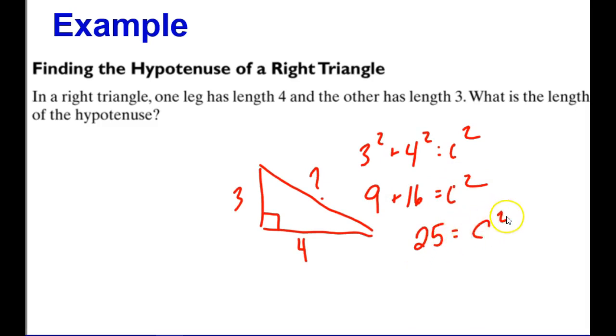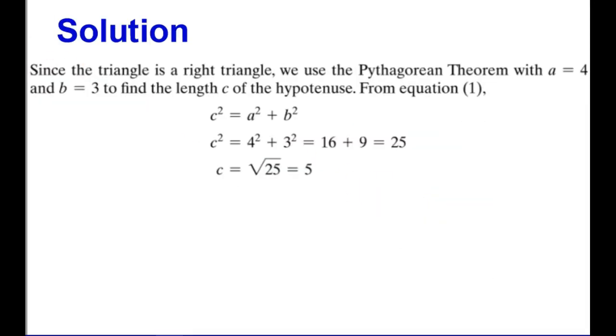To undo this exponent, I always take the square root. And when I take the square root of something, it's plus or minus. But in this case, just like we talked about the domain in the last section, I don't care about the negative one, because I can never have a negative side length of a triangle. So I know that side length is going to be a positive 5 equals c. That's just what is shown here in this solution.